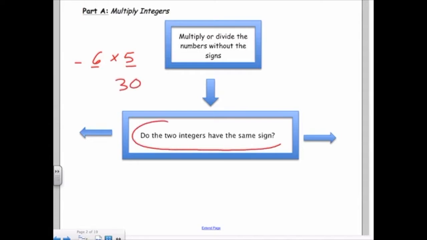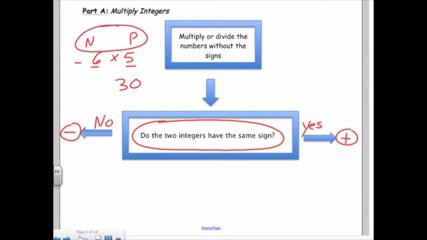Then the second step is asking you a question. It's saying, do the two integers have the same sign? So over here, we'll write the word yes, which means that the answer is positive. Over here, we'll write no, which means the answer is negative. Going to my example of -6 times 5, -6 is a negative, and +5 is a positive. Because signs are different, because signs are not the same, it means my answer is negative. So my answer in this case would be -30.